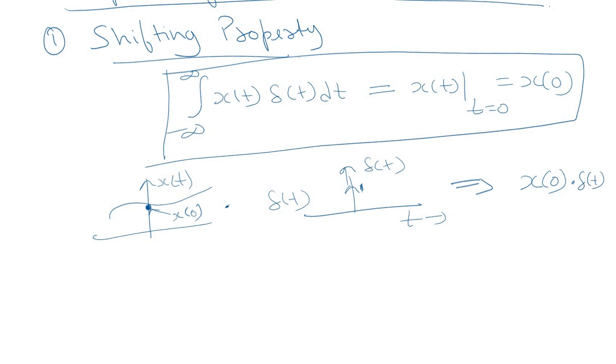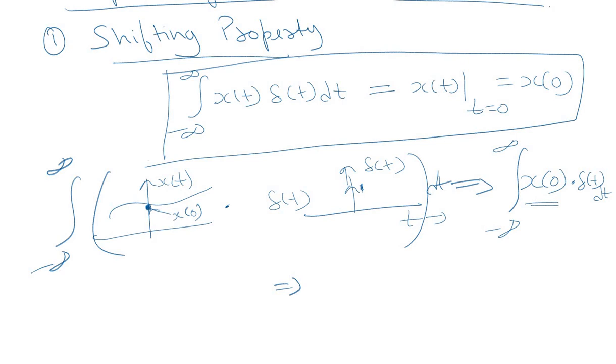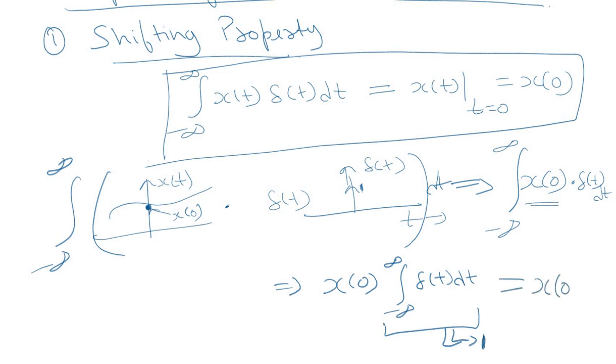Now if we take the integral of this multiplication over an infinite range, we're left with this. X of 0 is a constant value, it can be taken out of the integral, so we're left with x of 0 times the integral of delta t dt, and we already know that the area under the unit impulse function is nothing but unity, so this is equal to x of 0. In this way you can easily prove your shifting property.